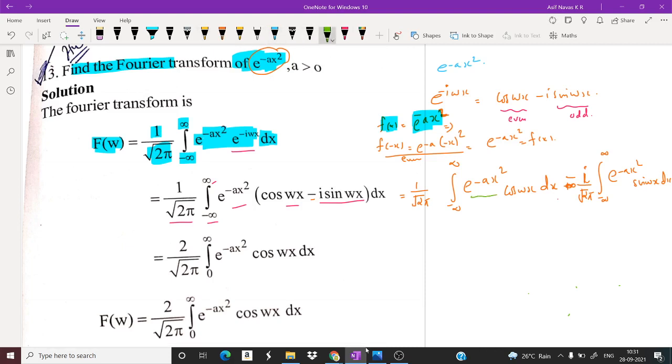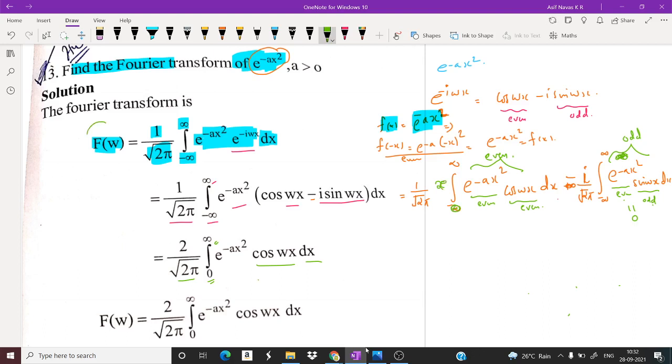And cos omega x is even, so totally this will be an even function. Similarly, e raised to minus ax square is even and sin omega x is odd. Therefore, even into odd is an odd function, so this integral is 0. And the other integral is equal to 2 times the integral from 0 to infinity. So this is 2 by root 2 pi integral from 0 to infinity e raised to minus ax square cos omega x dx.